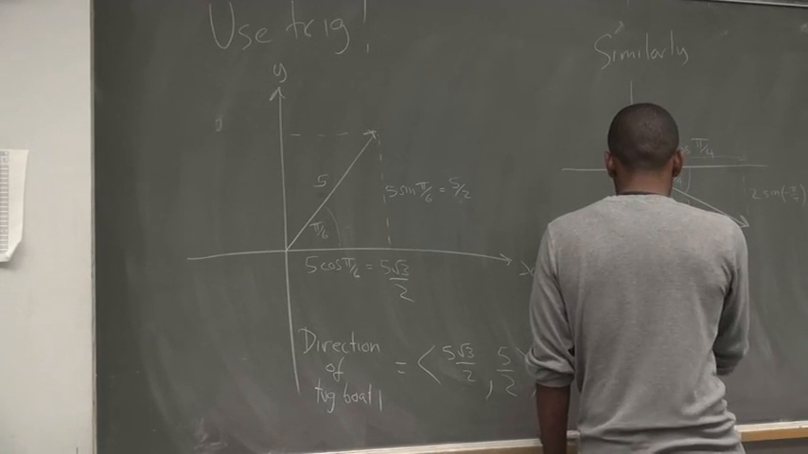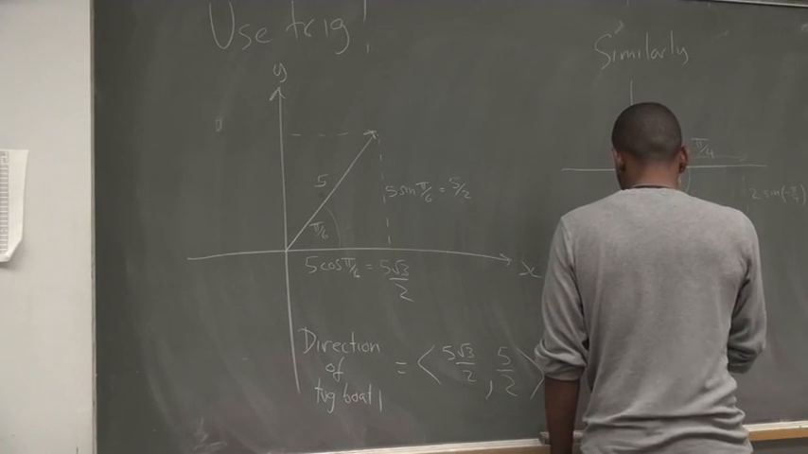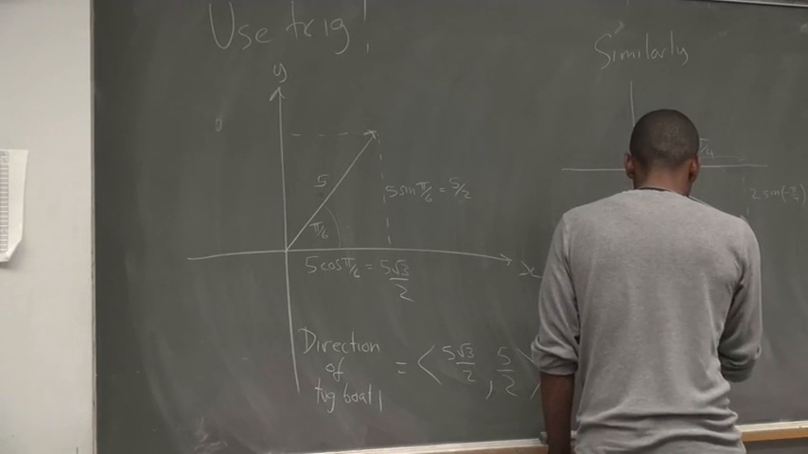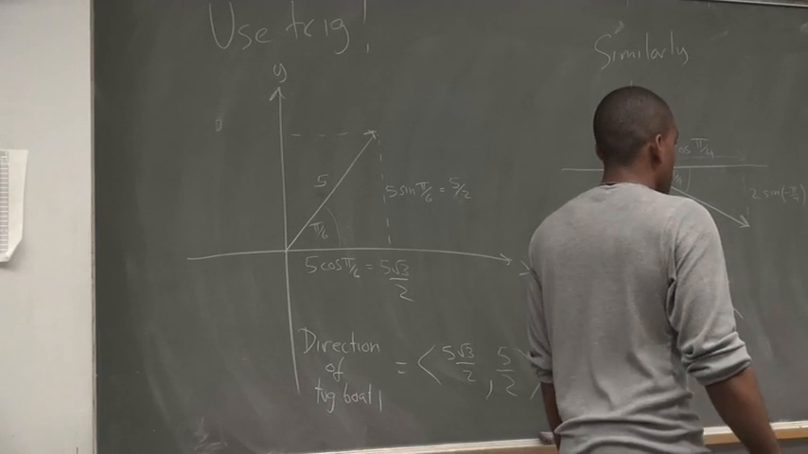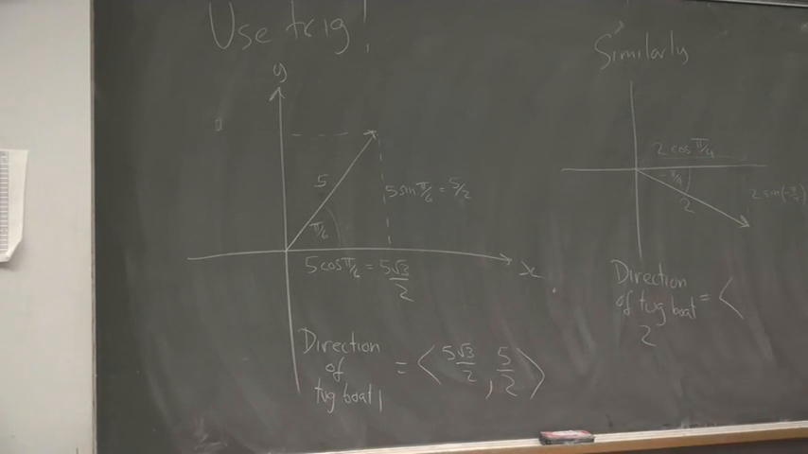So the direction of tugboat 2 is going to be, the x is going to be 2 cosine pi over 4. What's cosine of pi over 4? Radical 2 over 2. The 2's would cancel, so that's just radical 2. Sine of minus pi over 4? Minus radical 2 over 2, so it's just minus radical 2. Alright, so you move to the right and down, so you expect this.